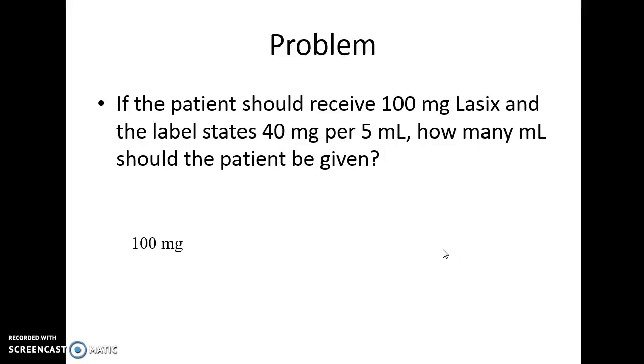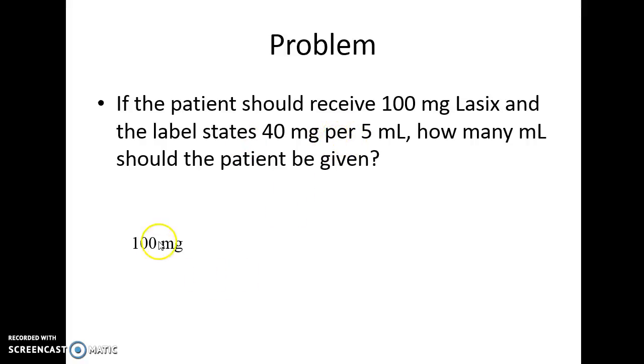Okay, the first thing you need to do is start with the dosage, 100 milligrams. That's what the patient's going to receive. Next, you look at what unit you want to end up with. You want to end up with milliliter. So what you're going to do is change milligram to milliliter, and lo and behold, in the problem is given a concentration, 40 milligrams per 5 milliliters. That's a conversion factor. You can write it as 40 milligrams over 5 milliliters, or 5 milliliters over 40 milligrams.